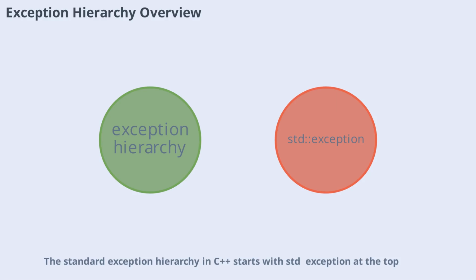The standard exception hierarchy in C++ starts with std::exception at the top. Derived classes include logic_error and runtime_error, each with their own subclasses for specific error types. Understanding this hierarchy helps you choose the right exception type for your needs and write more maintainable code.